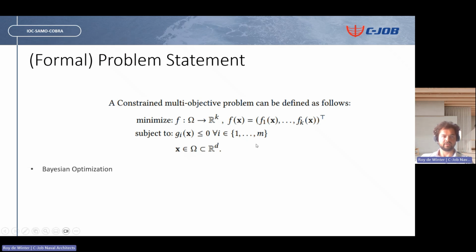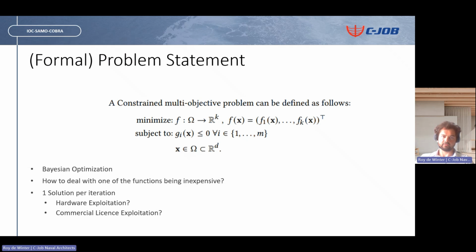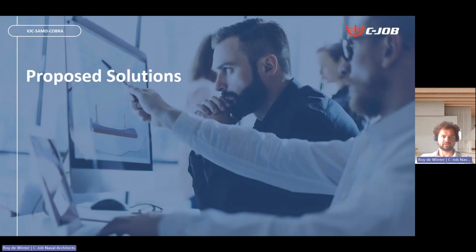Usually we would use Bayesian optimization algorithms to optimize such a problem. However, how do you deal with it if one of the functions is inexpensive? And usually what is also a problem in Bayesian optimization algorithms is that only one solution per iteration is proposed, which makes hardware exploitation and commercial licenses exploitation difficult. So I came up with a solution.